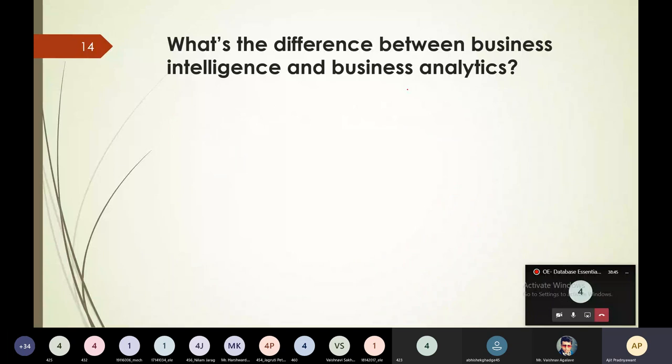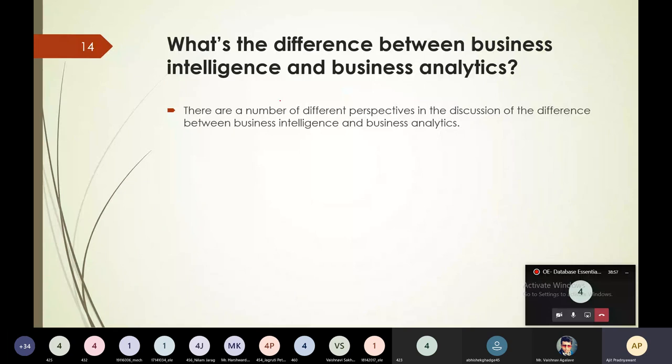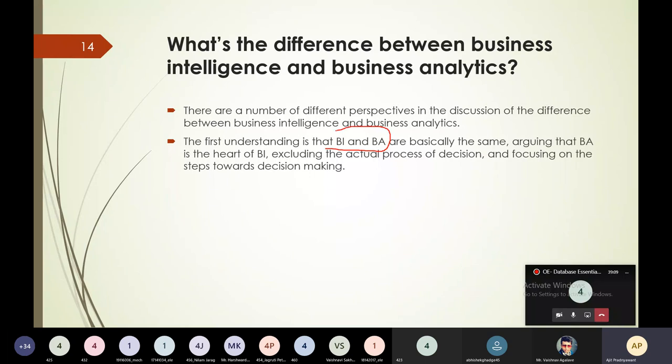Next is, what is the difference between BI and business analytics? What is the difference between business intelligence and business analytics? There are a number of perspectives in the discussion of the difference between BI and BA. The first understanding is that BI and BA are basically the same, arguing that BI is the heart of BA, excluding the actual process of decision and focusing on the step towards decision making.